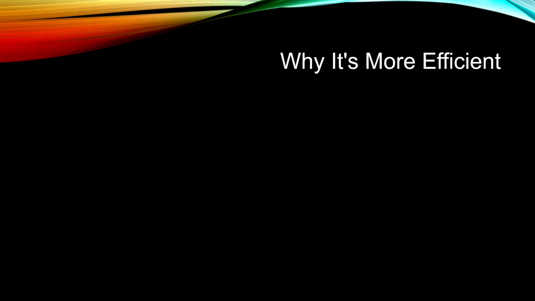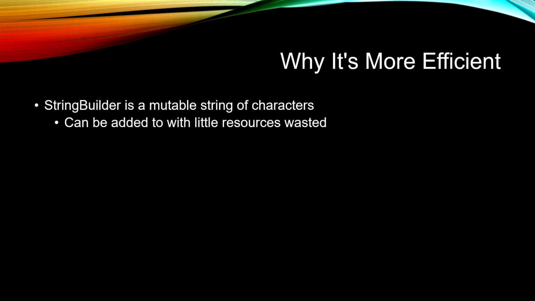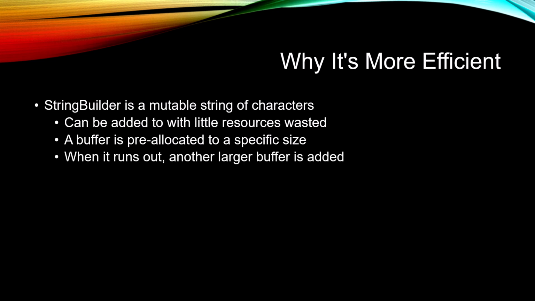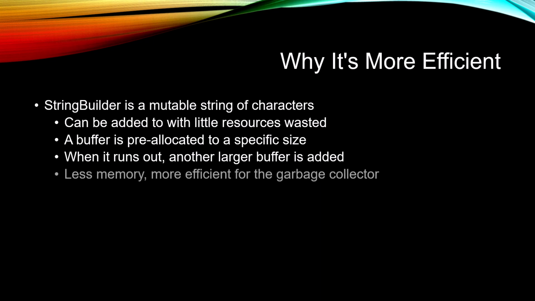Well, the StringBuilder doesn't sound that much different from the regular string that we use. So why is it more efficient? Well, the StringBuilder is a mutable string of characters, so it can be added to with little resources wasted. The reason is that a buffer is pre-allocated to a specific size when you create a StringBuilder, whereas a string class is not. When it runs out, another larger buffer is then added. This means that we're taking up less memory, and it's more efficient for the garbage collector.